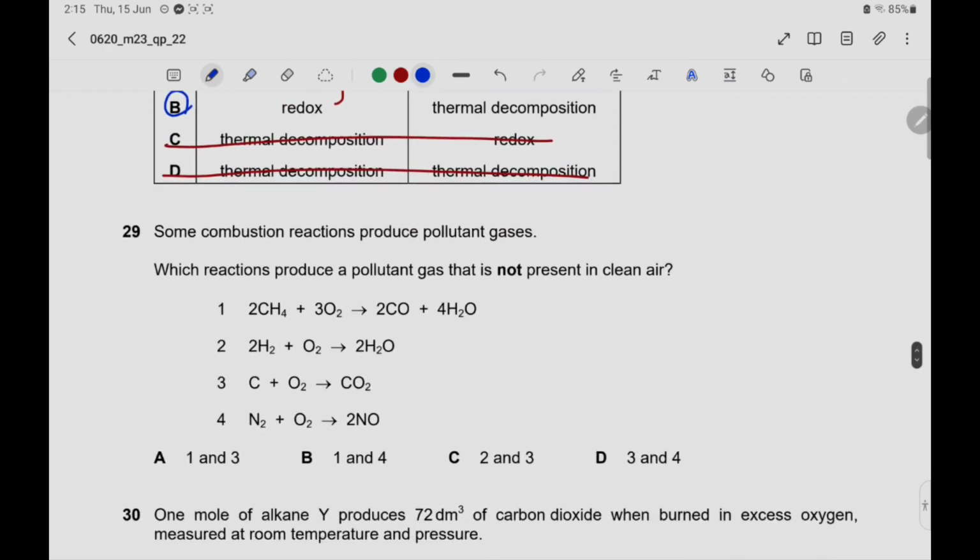Combustion produces pollutant gas. Pollutant gas that is not present in our clean air. What does my clean air not have? My clean air doesn't have nitrogen oxide, right? Also, my clean air never has carbon monoxide, right? So answer should be B. Water is what I have, and carbon dioxide is what I have in my clean air, right?